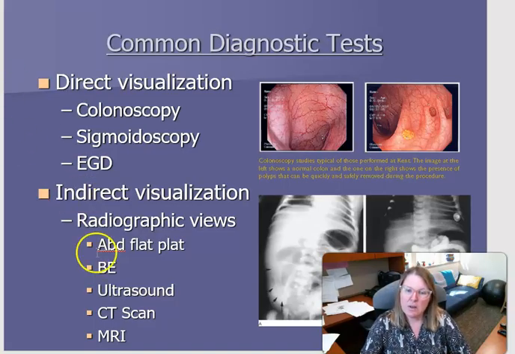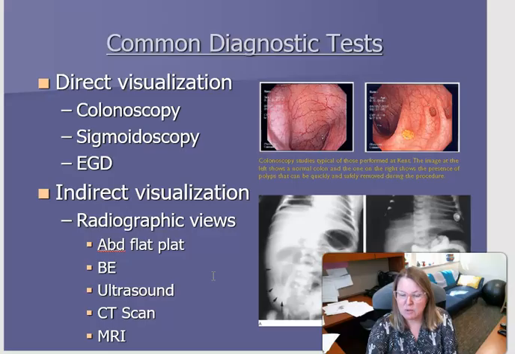There's also some indirect ways that your book explains. Abdominal flat plate, which is just an x-ray, different types of ultrasounds. Again, I don't need you to memorize all of these things. We just want to make sure as nurses that we're educating our patient on exactly what the test is looking at. So if we're looking on the inside of the intestine, we're looking for direct visualization. What can we see? Those patients need to be cleaned out.